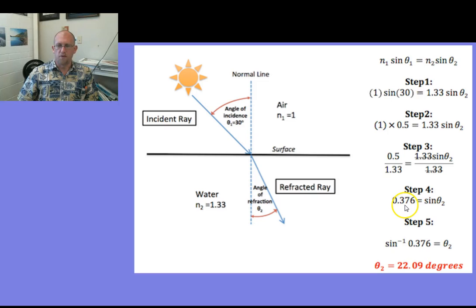0.5 divided by 1.33 is 0.376, which is the sine of theta 2. So I need to take the inverse sine of both sides to get theta 2. Inverse sine of 0.376 gives me 22.09 degrees. And if I were to check my significant digits, actually this is not the way I would want this expressed, because I gave you one significant digit here. So you should just say 20. This is an example I stole from a book, and they don't care about sig figs apparently. But this at least shows you the math.